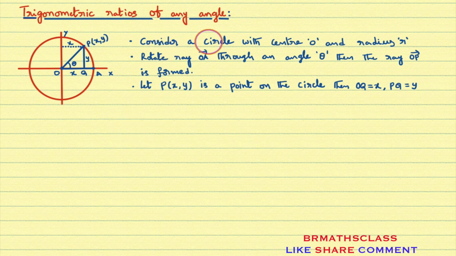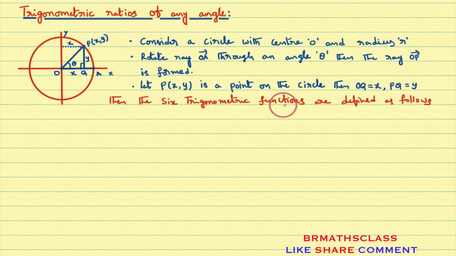So here you observe three points. First, consider a circle with center O and radius R. Next, observe the ray OA. Rotate OA through an angle theta, then the ray OP is formed. P is a point on the circle, and I considered P as (x, y). Then OQ equals x and PQ equals y. Then the six trigonometric functions are defined as follows.